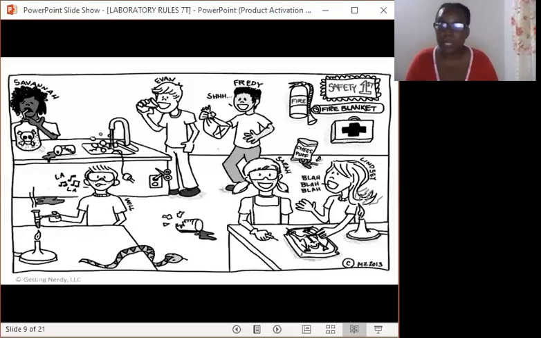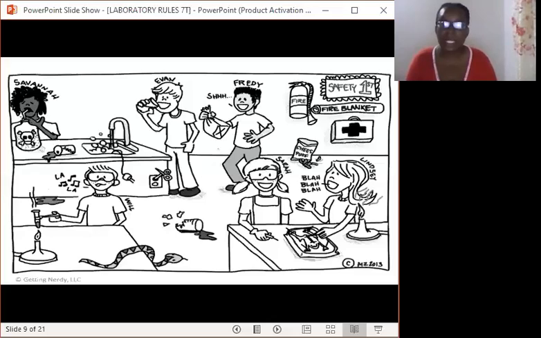When you go to the lab, it's always good, especially as young scientists, to be observant, because you don't want to miss things happening in the lab, especially experiments that you need to know for the future, especially if you are interested in science. So it's always good to pay attention. Scientists are always very observant.